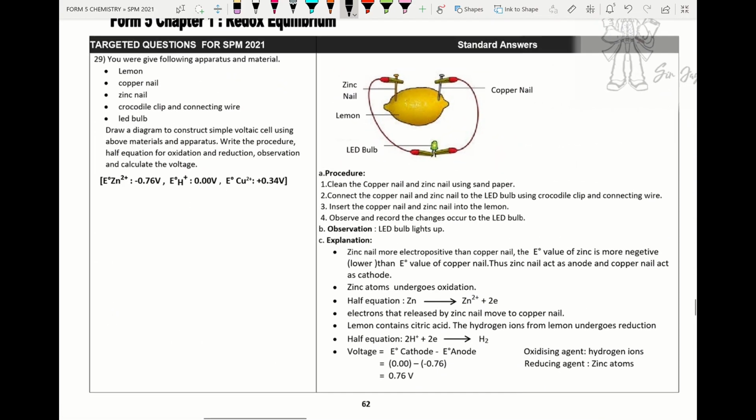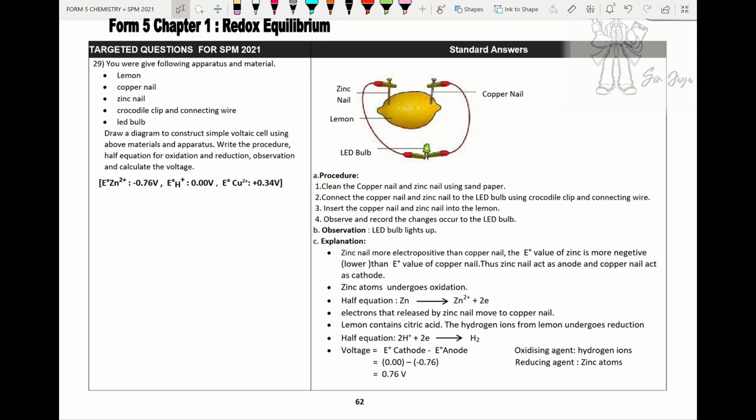Please check this essay question. I already discussed it in the previous video also, so I will discuss it again. You are given apparatus and materials like lemon. Sometimes they will give potato. Copper nail, zinc nail. Please remember zinc nail is more electropositive. Crocodile clip, connecting wire, LED bulb.